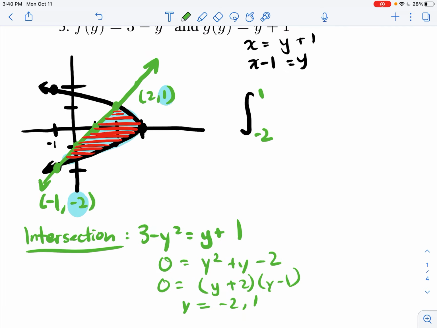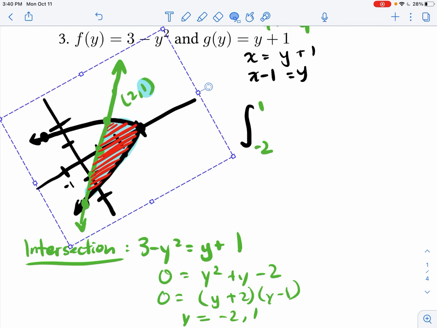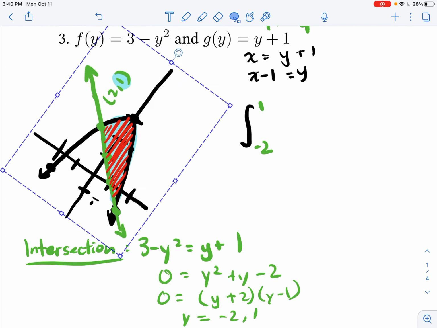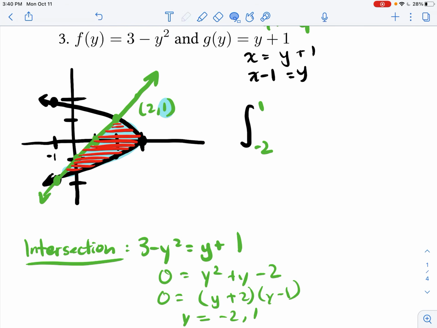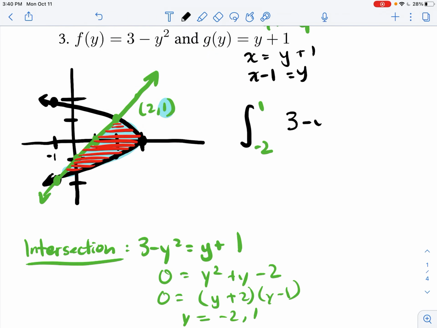Now, same kind of way that I modeled this earlier, ask yourself, what is the quote-unquote higher function? Well, it's 3 minus y squared. So if we look at it from this perspective, our right function would be 3 minus y squared, or f of y, and we're subtracting from that g of y, which is y plus 1. All of that with respect to y. So this, again, simplifies to this.